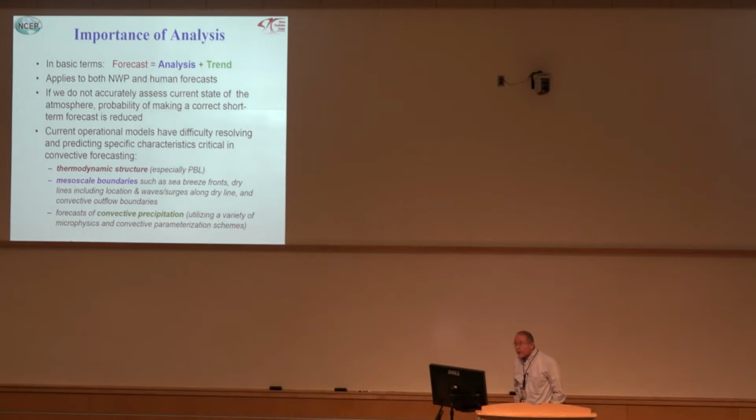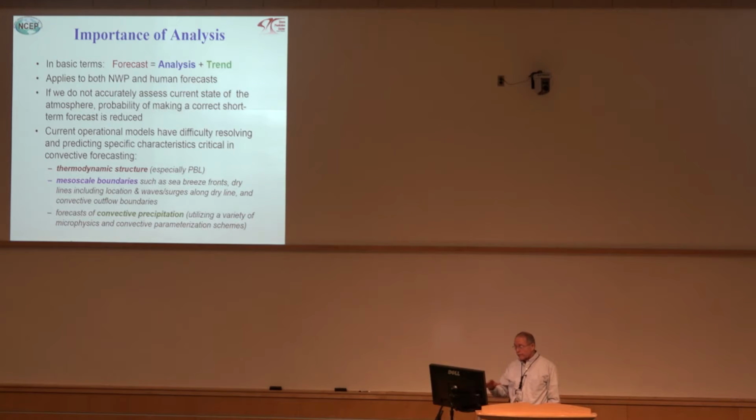Current models have difficulty resolving some aspects of the atmosphere that are very critical in convective forecasting: the thermodynamic structure, especially the boundary layer structure, the depth of the moisture, presence of capping inversions, etc. That's where the models have the most trouble. What about boundaries such as sea breeze, dry lines, outflow boundaries? Well, you can see some of that in the higher resolution models, but the chances of them being in the correct location are not particularly good.